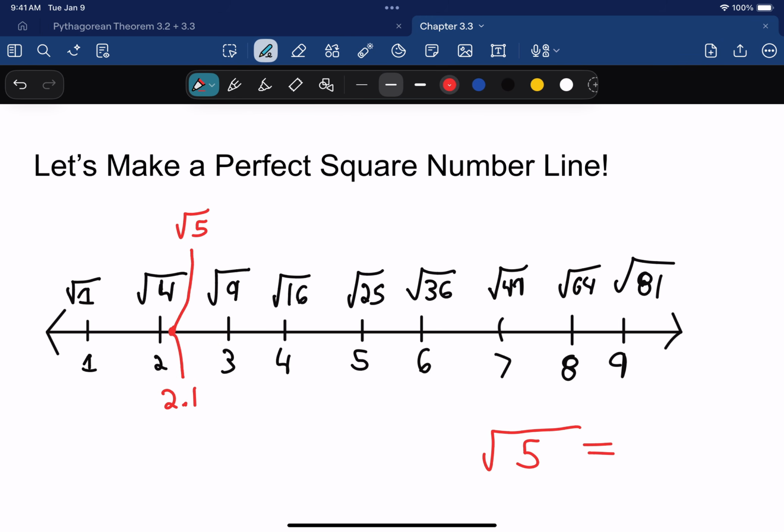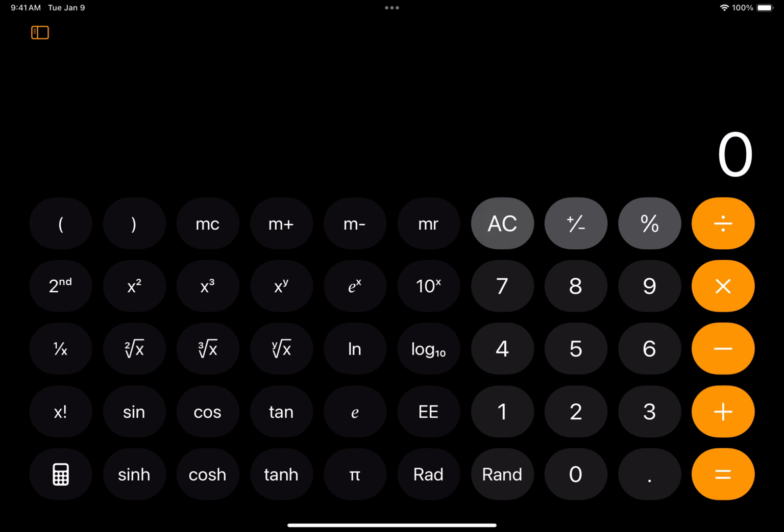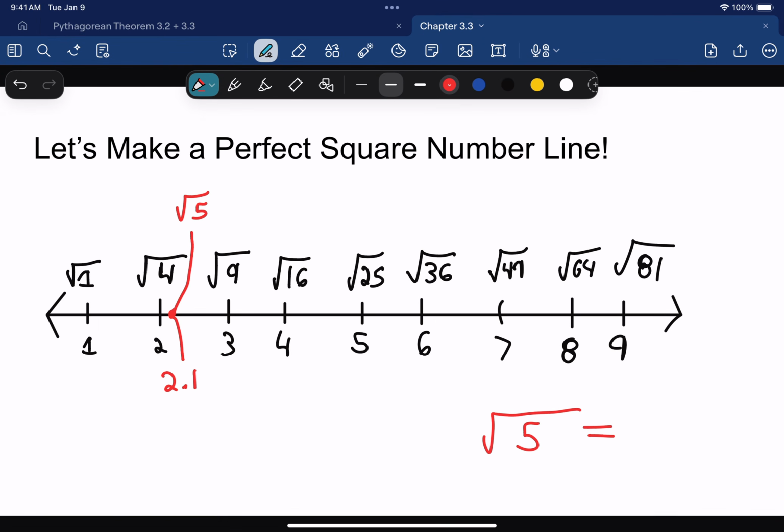And now we can take our calculator and test this out. We can do 5, and we'll hit our square root button over here, and we get 2.2. So we were a little bit off, but that's all right. We were close. That's the deal with this unit: we are estimating what square roots are when they're not perfect squares.